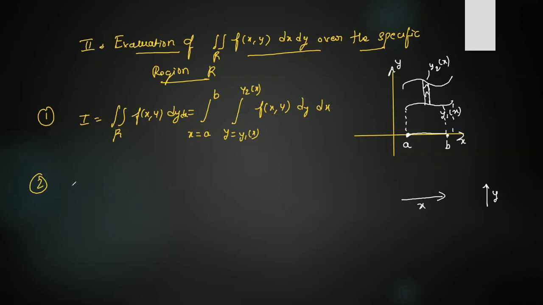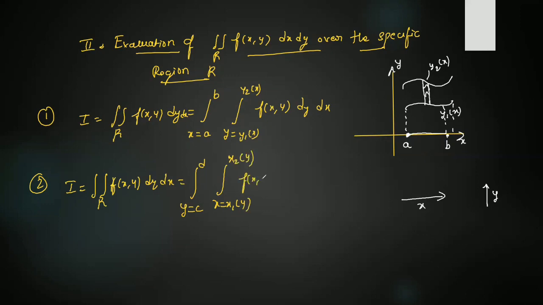Next, another way we can write it: the integral over the region R of f of x comma y, is equal to, I'll take y as an independent variable and x as a dependent variable which depends on y. So it is dx dy here, because the first variable is dx dy. Now how will it be?